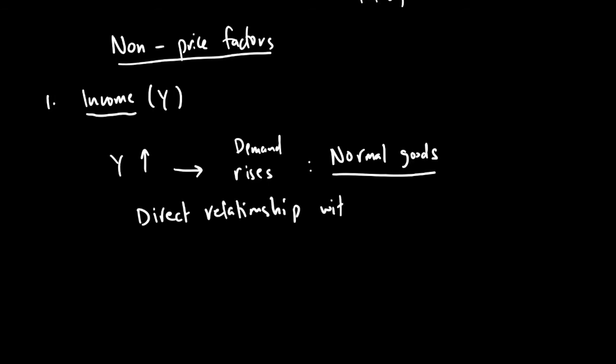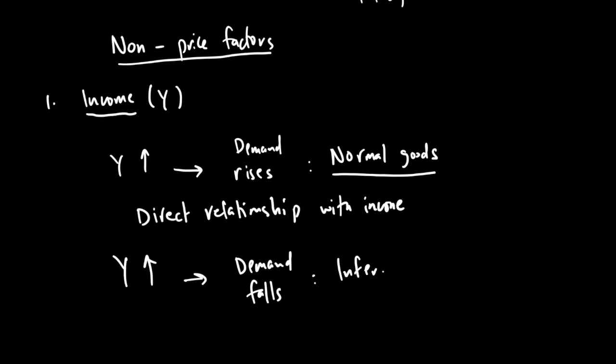Relationship with income. Then you have some goods where, as income goes up, you will see the demand actually falls. These are what we call inferior goods. And these goods have what we call an indirect relationship. Let me give you some examples of direct and indirect, normal and inferior goods.